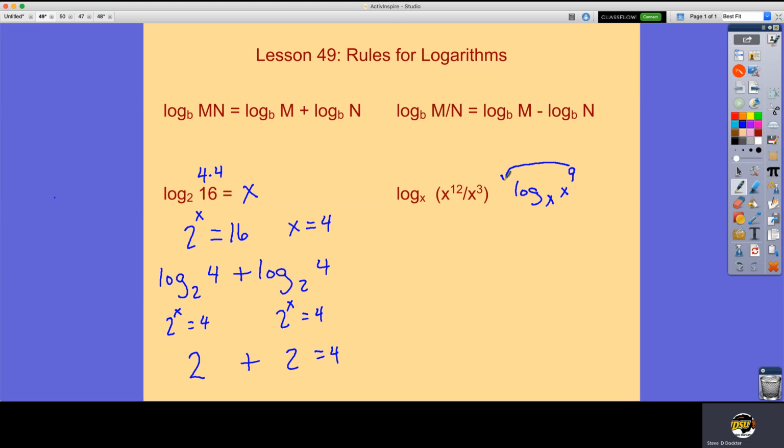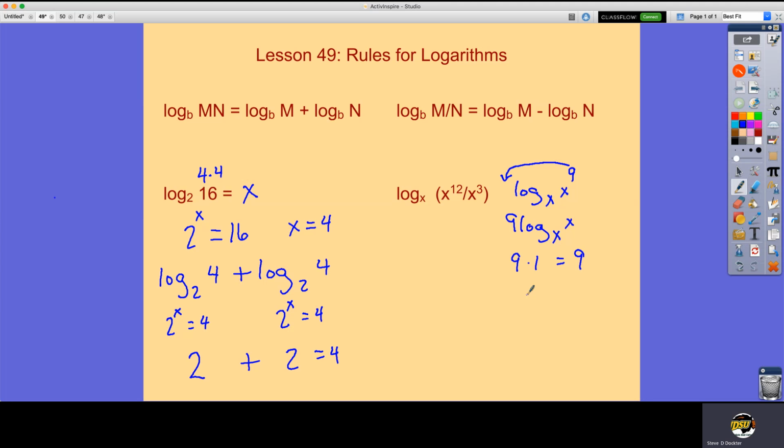This 9 comes out in front, so we'd have 9 log base x of x. Whenever these two are the same, this is always a 1. It doesn't matter if they're variables, if they're numbers, whatever the case is. This turns into a 1, so this is just 9 times 1 equals 9.